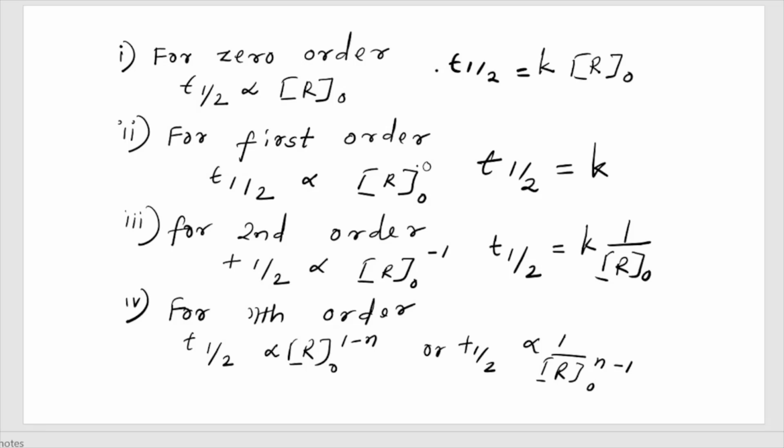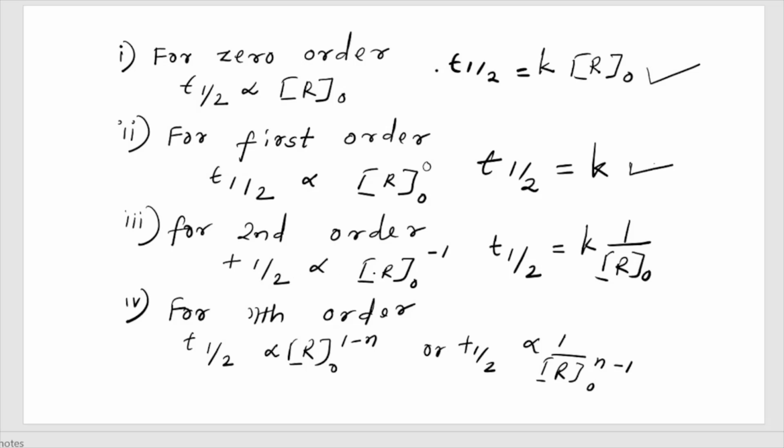For 0 order, what is the value? t half equals that one over k, that is initial concentration of reactant. For first order, you know t half is proportional to R0, the initial concentration, to the power 0. Anything to the power 0 means 1. If you take a constant, then t half equals k. Here k is the first order constant, and there it is the 0 order constant.